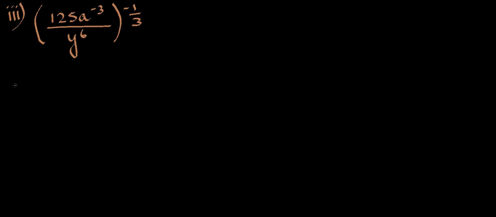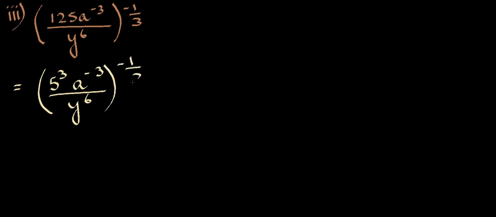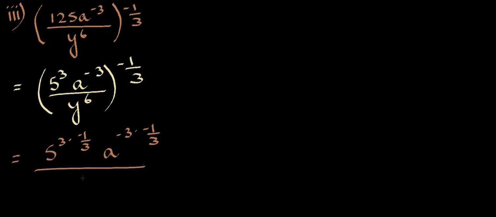So let us make this 125 also into exponential form, which will be 5 raised to 3 into a raised to minus 3 upon y raised to 6 the whole raised to minus 1 upon 3. Here, remember what we are going to do? We will multiply this fraction to the individual terms. So we have 5 raised to 3 into minus 1 upon 3 and a raised to minus 3 into minus 1 upon 3 upon y raised to 6 into minus 1 upon 3.